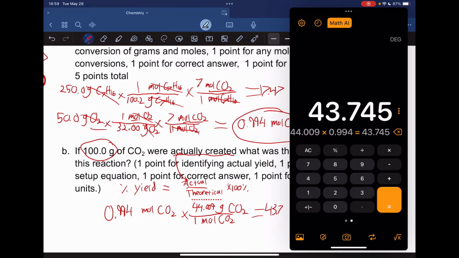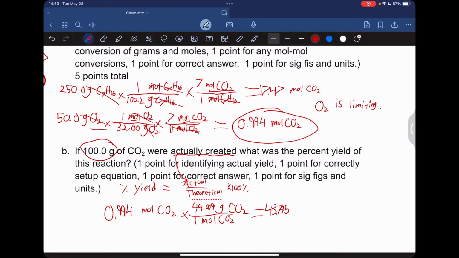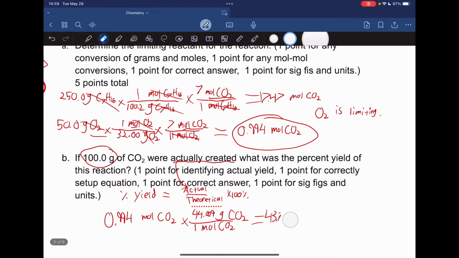43.7, and we're going to round to 3 sig. Well, this is an intermediate number, so we're going to keep some extra digits, actually. We'll do the 4 or 5. We can keep extra digits for right now because we are going to round to the very end. And this is grams of CO2.